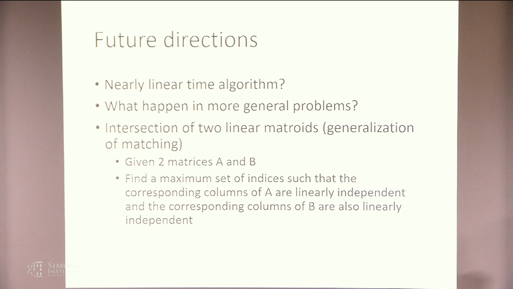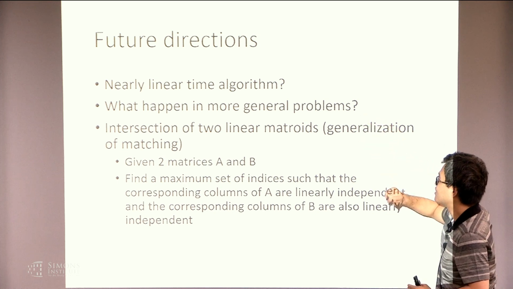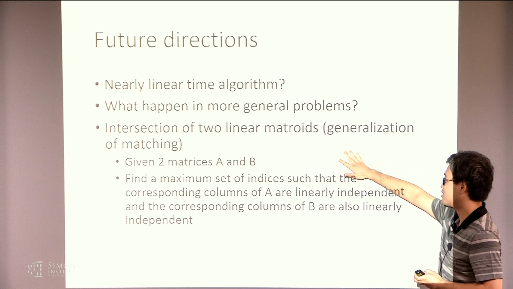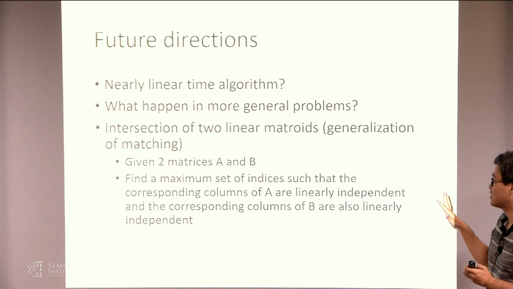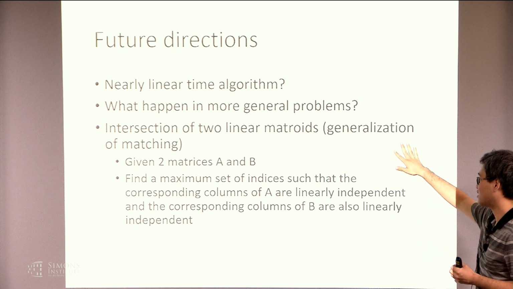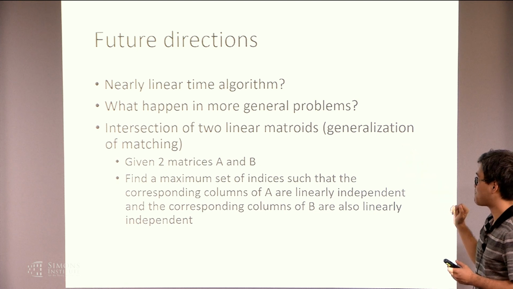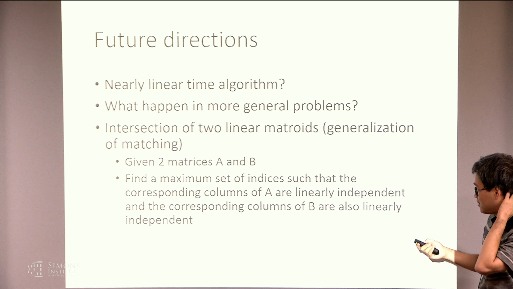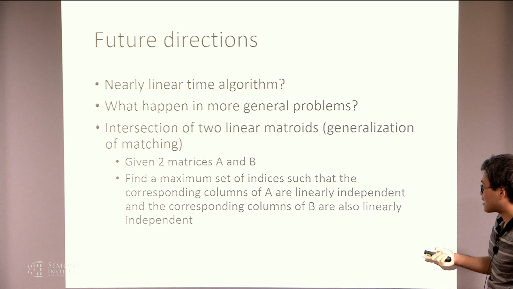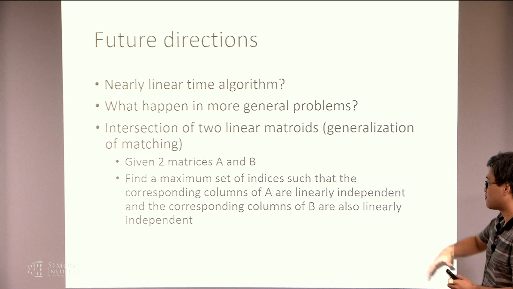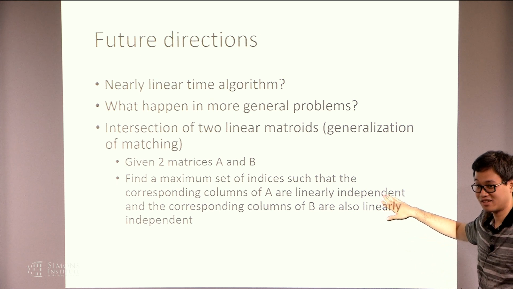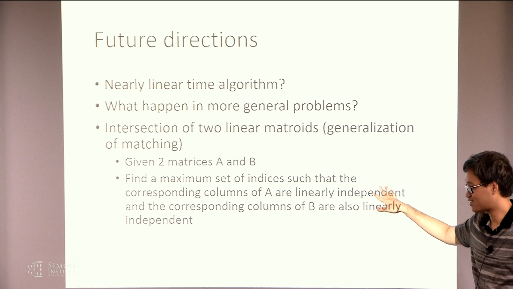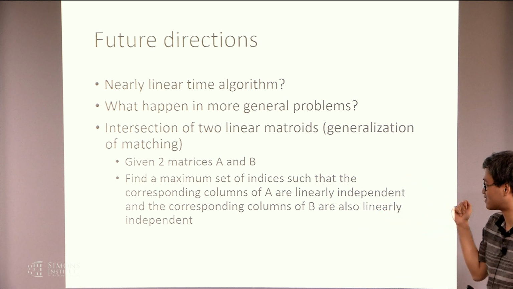The reason I got interested in this problem is actually because of the second question: what happens in the more general problems? For example, the classical problem of matroid intersection, where you have two linear matroids and you want to find the intersection, which is a generalization of matching. So I'm given two matrices, A and B. You want to find a maximum set of indices such that the corresponding columns in the first matrix are linearly independent, and the corresponding columns in the second matrix are also linearly independent simultaneously.